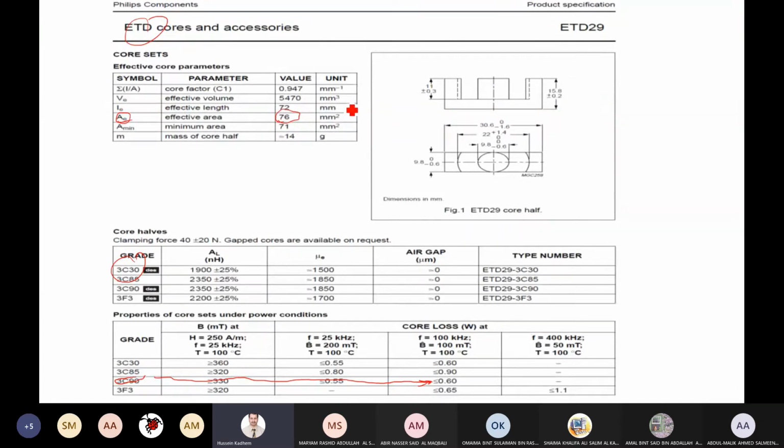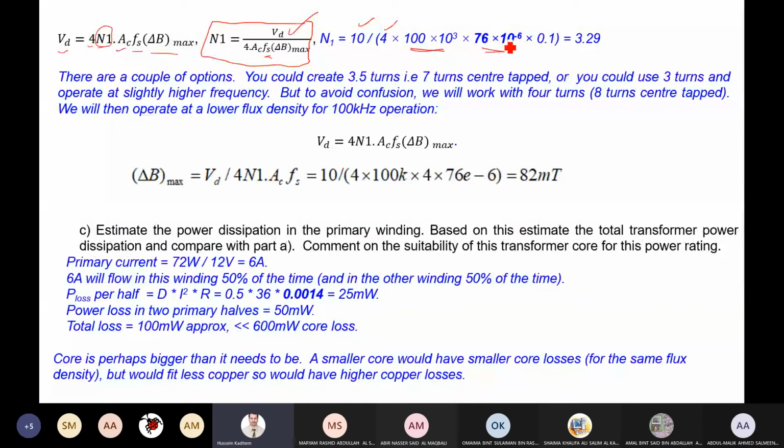So it's 10 to the power minus 6, as you can see here, and times delta P max. Delta P max, he told me it is 100K, 100 kilo Tesla. So it means 0.1. So when I divide, I got the number of turns. By the way, this is a fraction, 0.29. We cannot use a fraction.